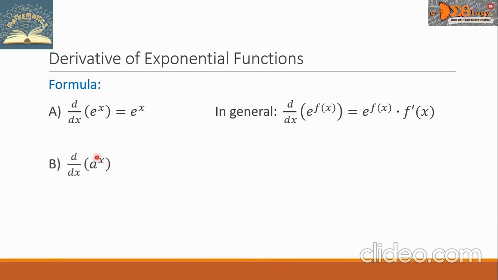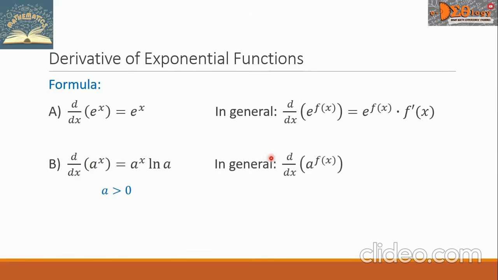Letter B, d over dx of a raised to x. This a is a value that is greater than 0. This is now equal to a raised to x times ln of a. This ln is natural logarithm.